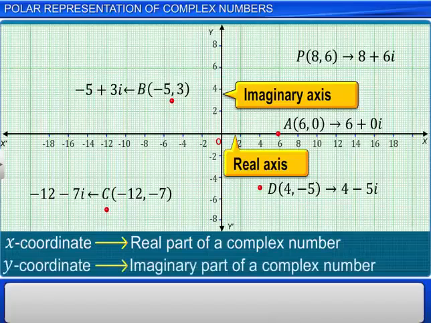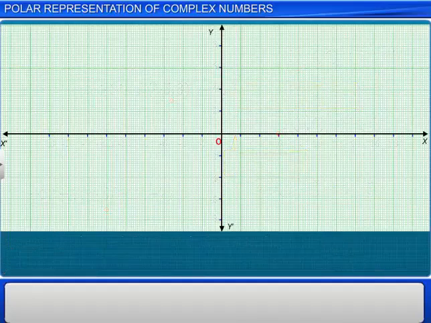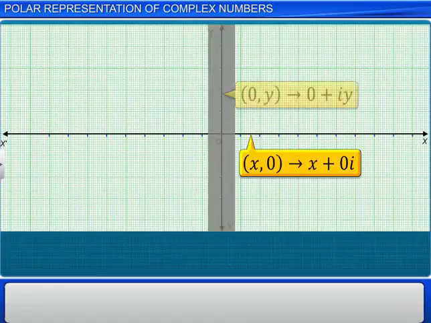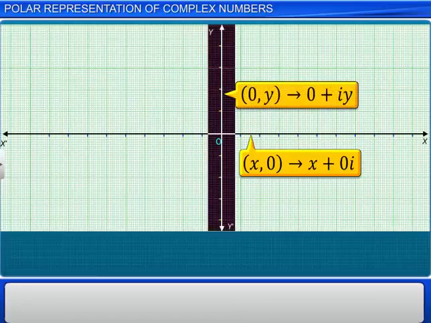For point P(8, 6), 8 corresponds to the real part and 6 corresponds to the imaginary part of the complex number 8 plus 6i. All the points on the real axis are represented in the form (x, 0), corresponding to the complex number x plus 0i. Similarly, all the points on the imaginary axis are represented in the form (0, y), corresponding to the complex number 0 plus iy.